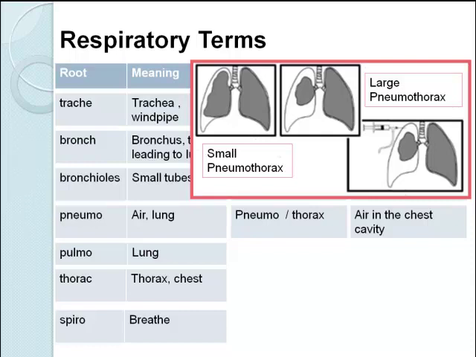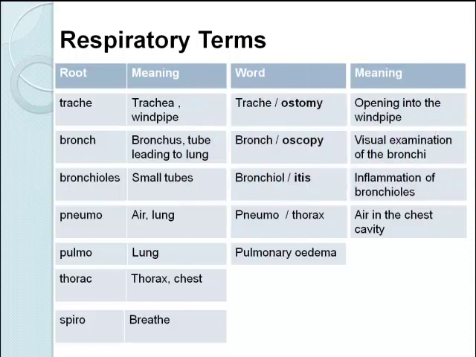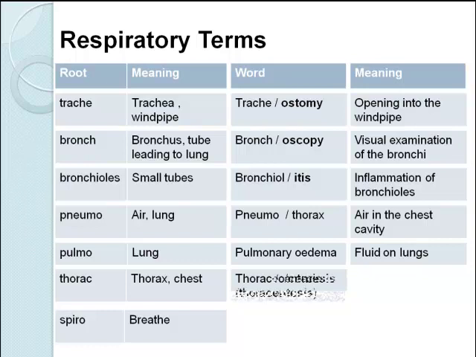Pulmo means lung. Our word example, pulmonary edema. Edema is fluid and pulmonary is the term for lung. So therefore it's fluid on the lungs. Thorax, well we know thorax is our chest. So if I have had a pneumothorax, I may require a thoracocentesis.